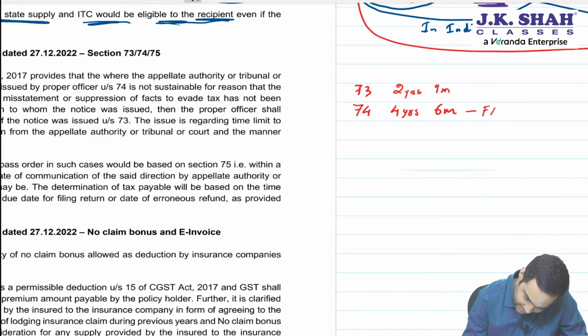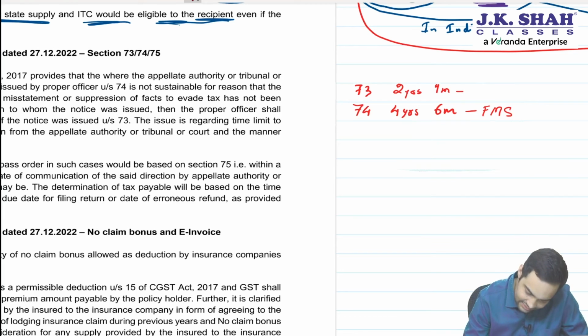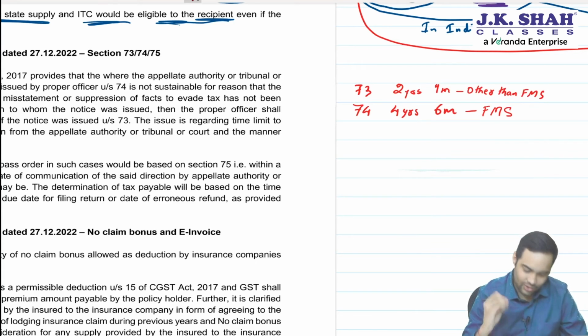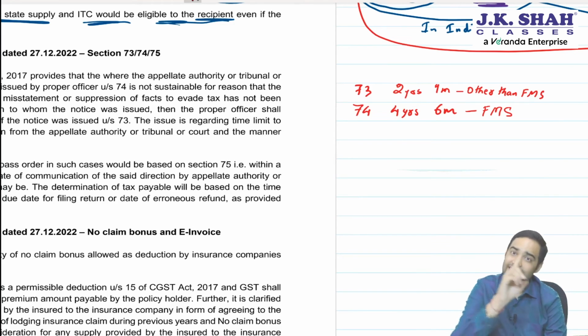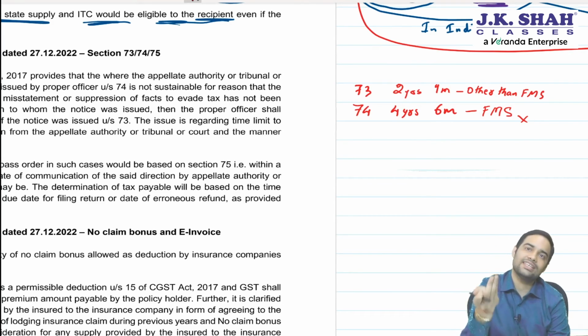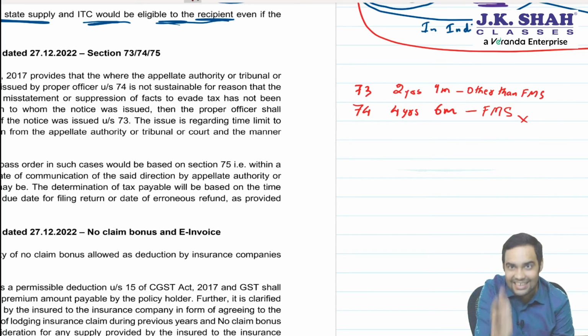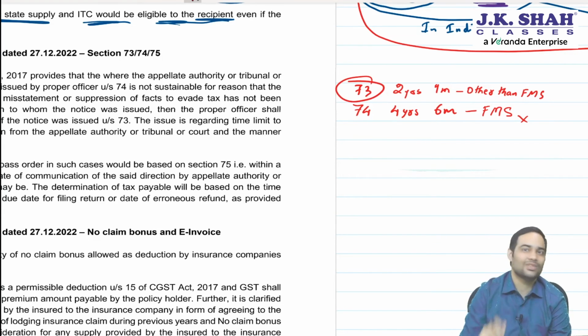This is FMS. What is FMS, sir? Fraud, willful misstatement, suppression of facts. And this is other than FMS. Correct, sir. Now, suppose the court has held that it is not a case of FMS. You issued a notice as an officer under 74, but the court has held that it is not a case of FMS. Then the provision says that it is deemed that the notice was issued under section 73 and the demand will be valid for last 2 years 9 months.